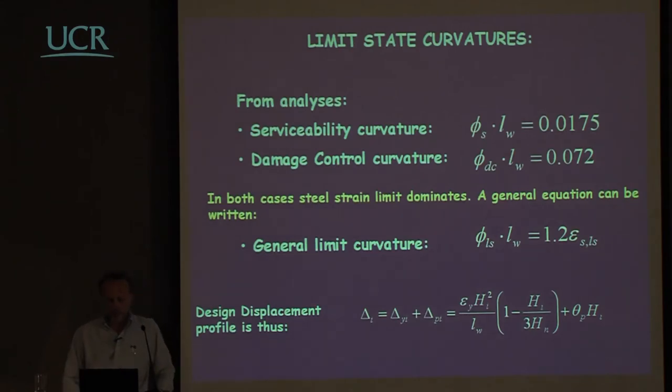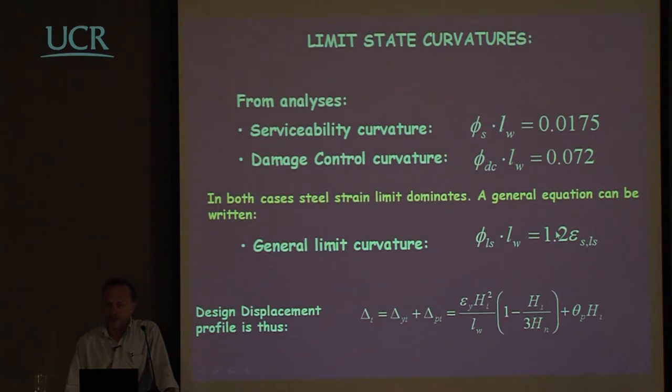And if you assume that in most cases it's the steel strain that is the limit of the curvature, then you could express all this, both this expression, just saying that the general limit for the curvature is 1.2 times the limit of the elongation that you use in the steel. Of course, you could do something similar if you consider that.